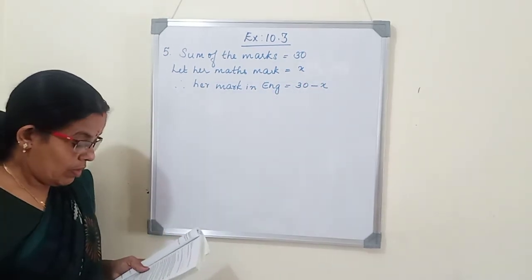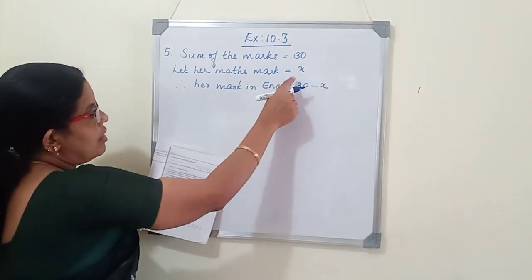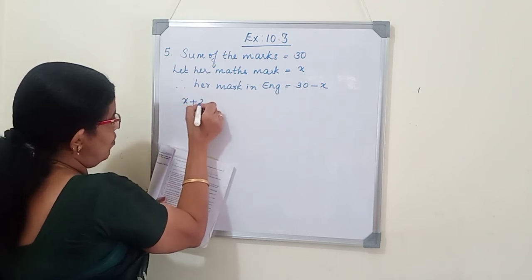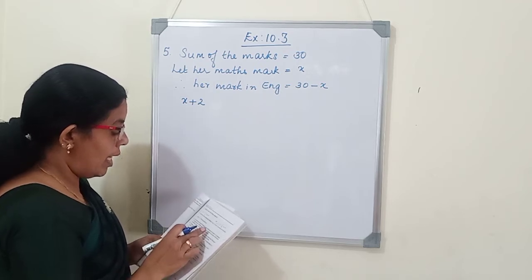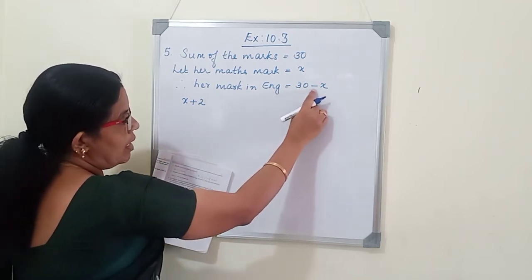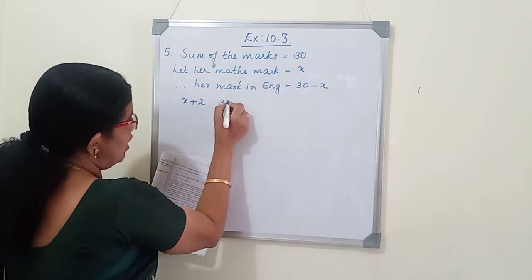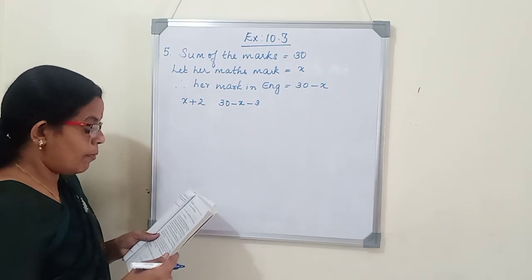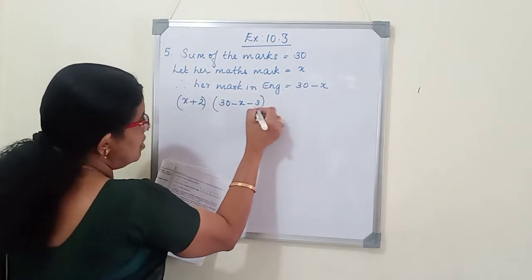Now, if she gets 2 marks more in Maths, so already she is having X marks. If she gets 2 marks more, means X plus 2 in Maths and 3 marks less in English. Now her English mark is 30 minus X. Again 3 marks less in English means 30 minus X minus 3. Then the product of their marks would have been 210. Product of their marks is 210.